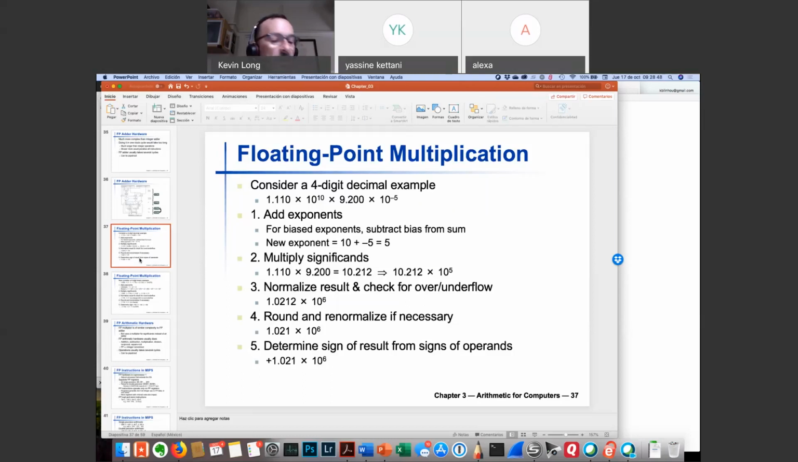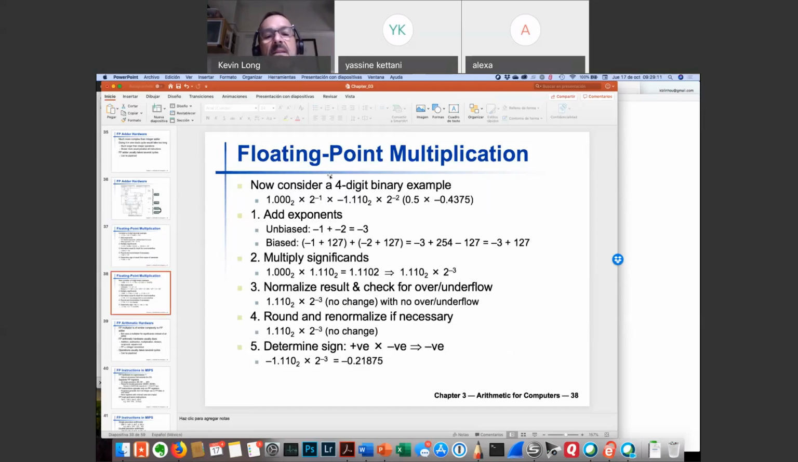Check the sign. This time the sign is calculated differently. I determine the sign by inspecting the signs of the input operands. If they're both positive, the answer is positive. If they're both negative, the answer is positive. If it's one positive and one negative, then the answer is negative. So that's just a rule that I have to look up.